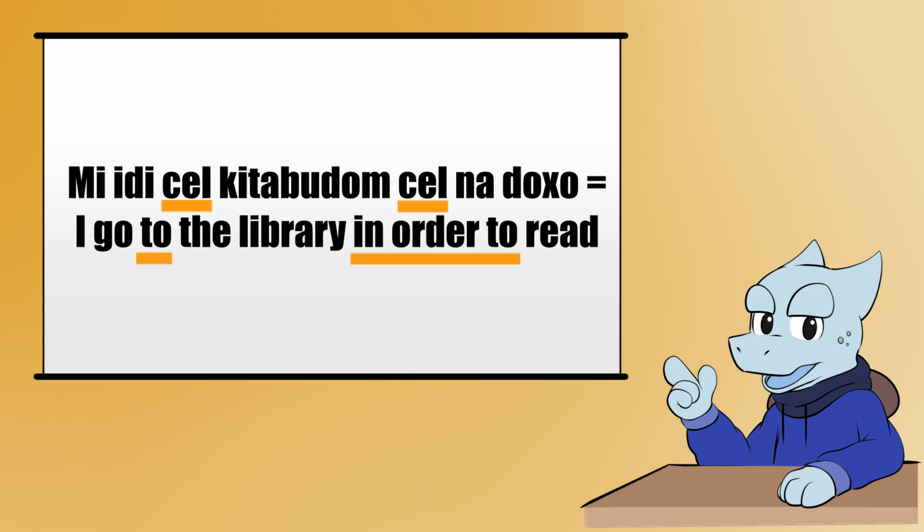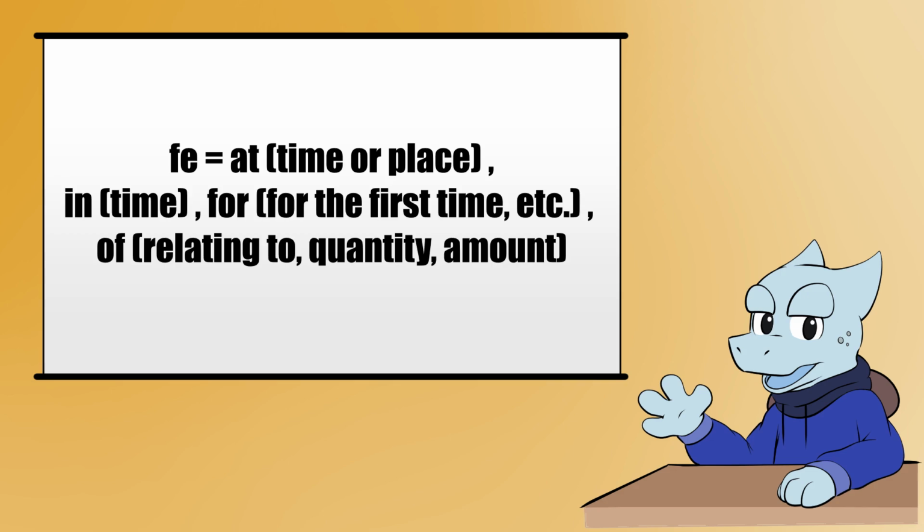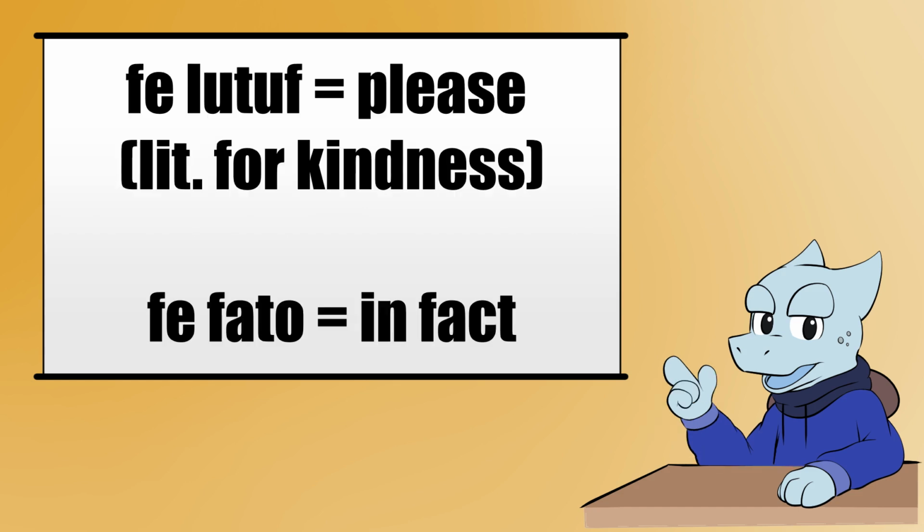Mi idi chel kitabudom chel nadosho means I go to the library in order to read. Tas designates an indirect object. Mi gibe kitabu tas te means I give a book to them. An important particle to learn is fe, which is a flexible particle that can be translated roughly to at, in, for, or of, depending on the context. Felutuf means please, more literally meaning something like for kindness, and fefato means in fact.